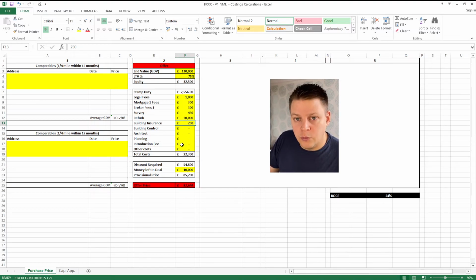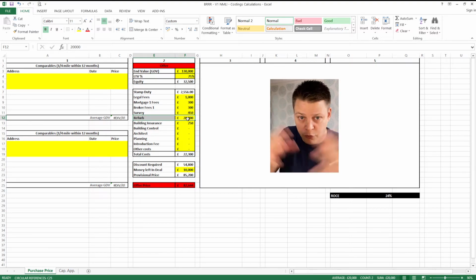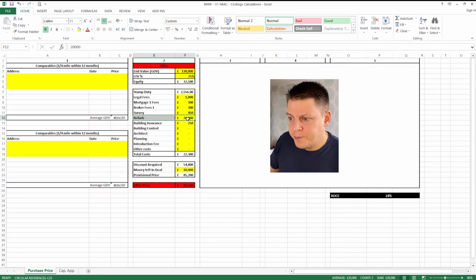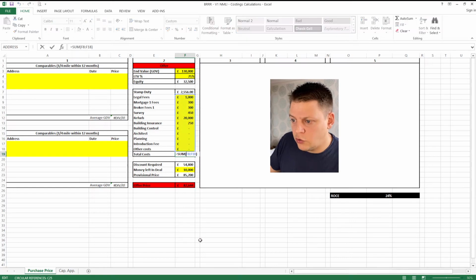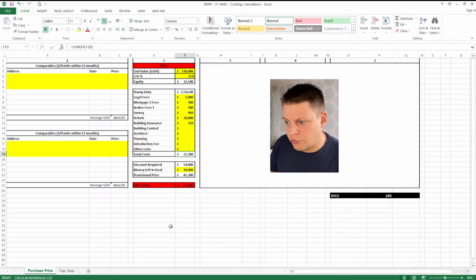Make sure you include them when you are calculating what you can offer on a property. I will just make a quick note here: the refurb cost to calculate. That's going to be... I thought about doing a separate video on this. It's probably going to be several videos on calculating the cost of refurb. But for the purpose of this one, we're going to say it's £20,000, which then gives a total cost of those cells added together of £22,300.